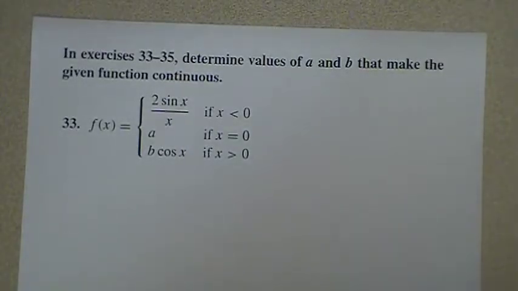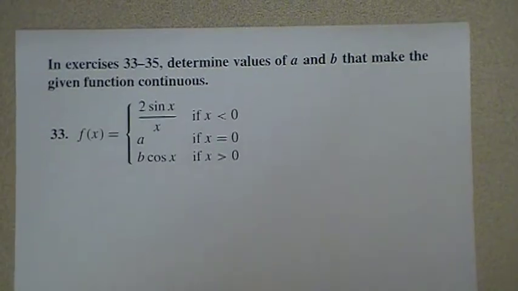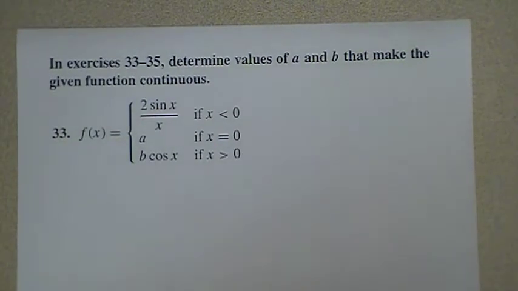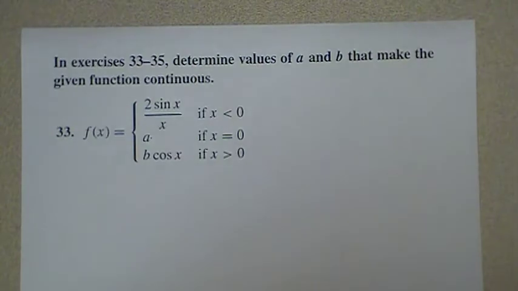Problem number 33 is the next one we'll take a look at, and it's a little bit different than the one I had done yesterday, problem number 34, and hopefully you realize why it's different pretty quickly. But what we want to do is find the value of a and the value of b that make this function continuous.